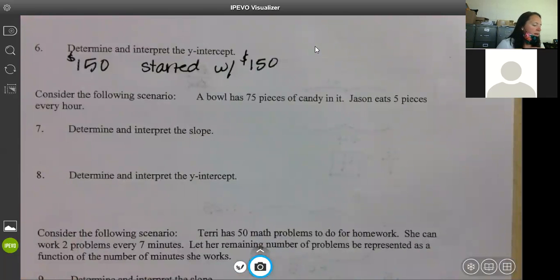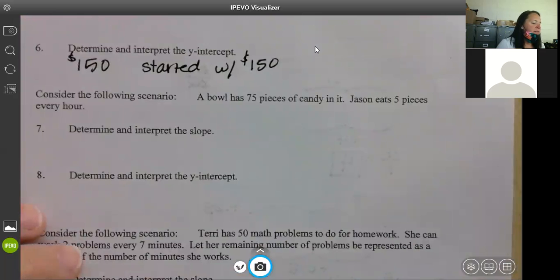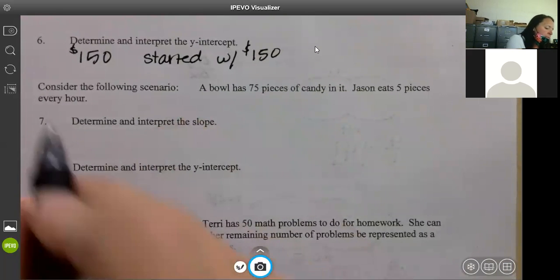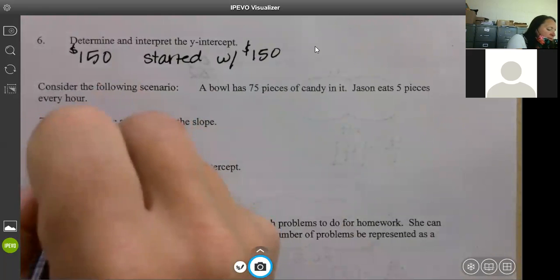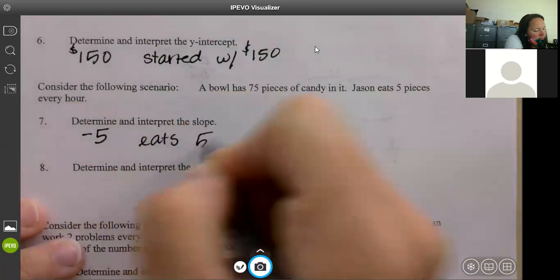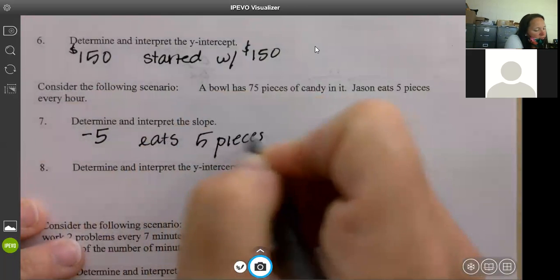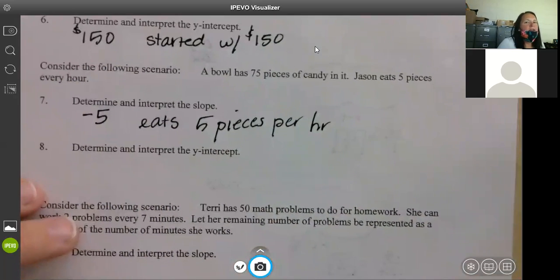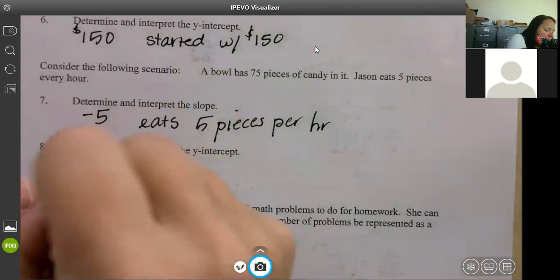Okay. Consider the following scenario. A bowl has 75 pieces of candy. Jason eats 5 pieces every hour. So what's the slope? -5. Why is it -5? Because he takes away, he eats 5 pieces per hour. Good. What's your y-intercept? 75. That's what he started with.